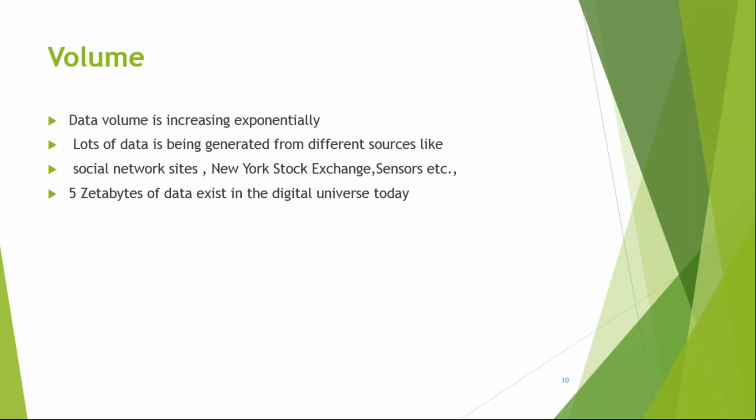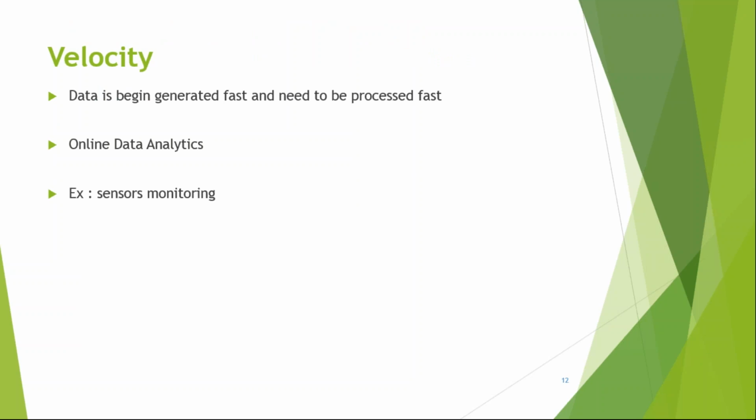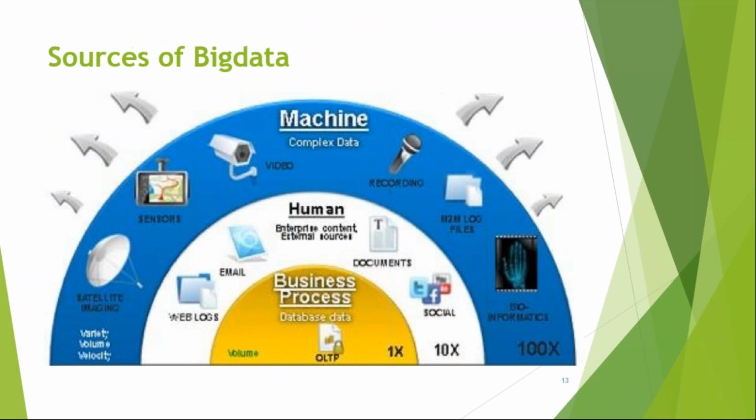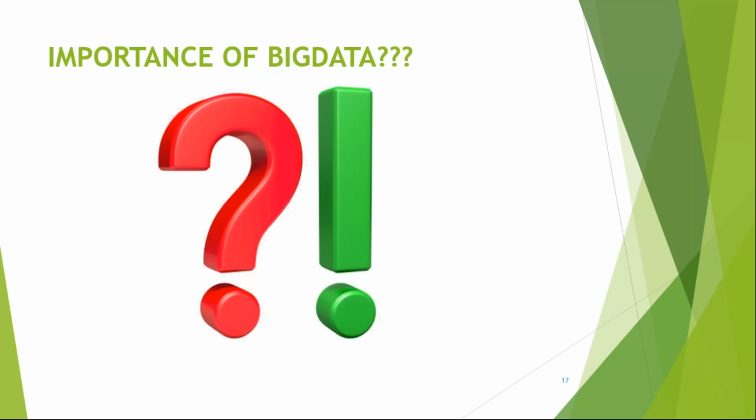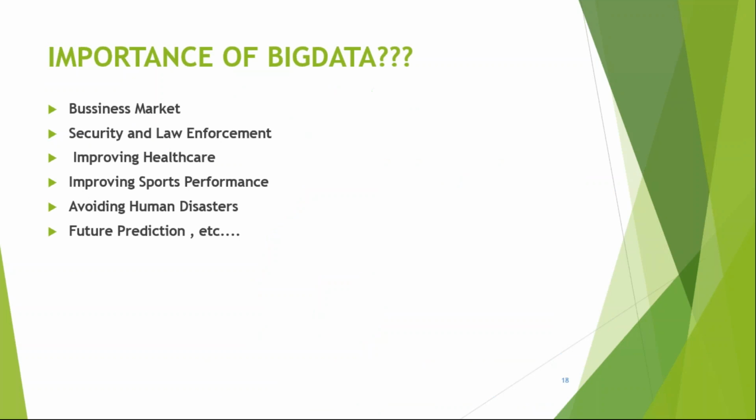So let's move on. These are the definitions. Anyway, I'll share this document with you, so you can have a look. There are different sources from which you can get the data: healthcare machines, sensors, satellites, financial institutions, social media. So there are different sources, and data is generated at different speeds. And variety, volume.